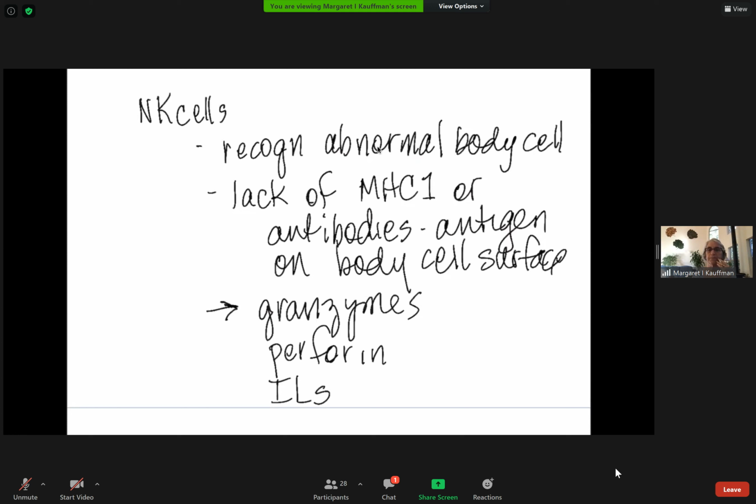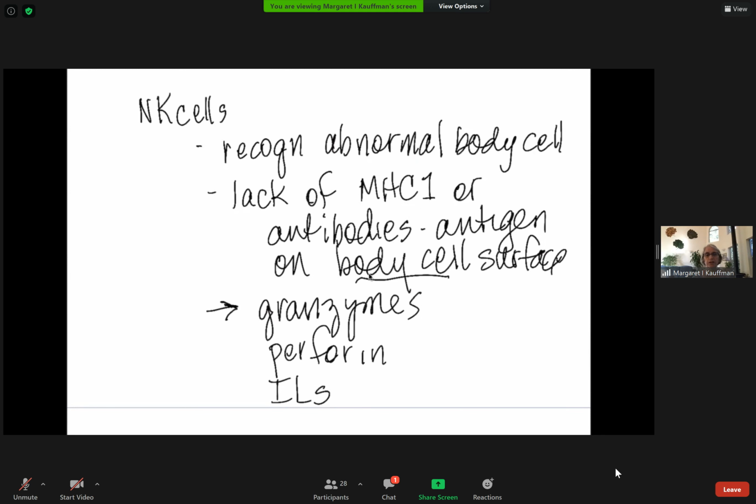So what it means is that if a cell is not generating this MHC1 at sufficient amounts, then you're going to see the natural killer cell become activated. So they do give another way that activates natural killer cells. That would require that a body cell, because this is again on the body cell surface, would have to have an antigen on that surface.